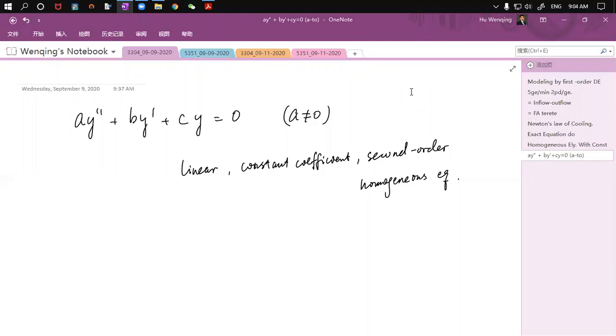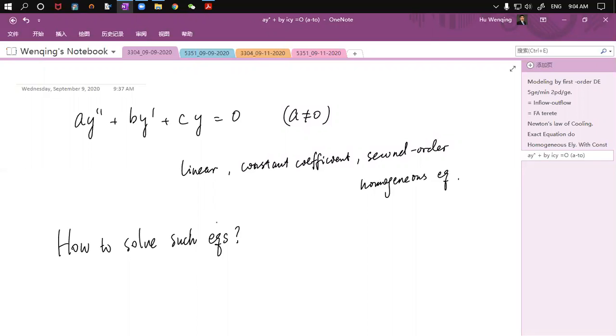We are going to talk about how to solve this type of equations. So that's the question. Is it just by the previous method, or do you have to invent something new? That's the point. How do we solve such equations?